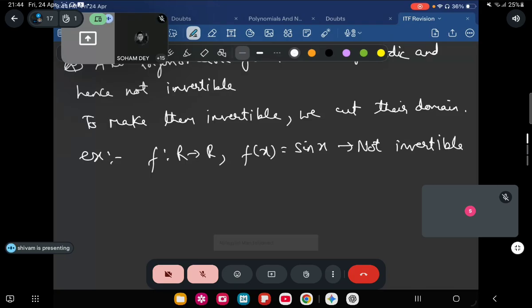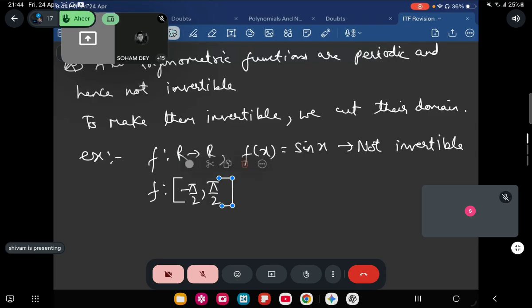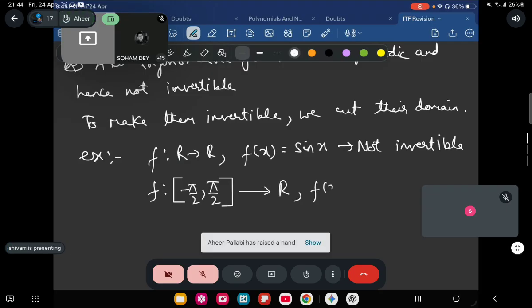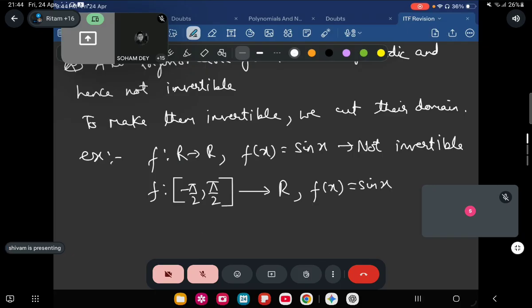Okay, next. Let us cut its domain. f maps minus pi by 2 to pi by 2 to R. Now see, I have made it injective. Is it invertible? Tell me, raise your hand. Yes, sir. This is invertible.